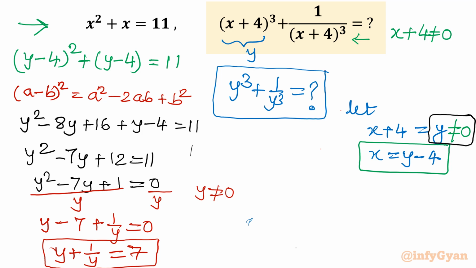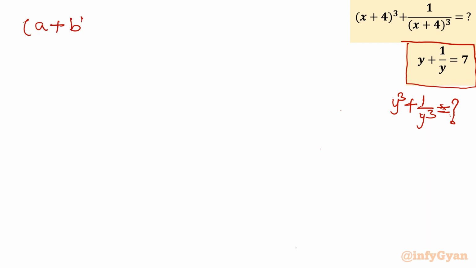Now we have to find out the y cube plus 1 over y cube value. We have to simplify this value. So let's solve it. This equation is known, and what we are looking for is y cube plus 1 over y cube. This value we have to find out. Let me begin with one algebraic identity, (a plus b) whole cube. We all know that is equal to a cube plus b cube plus 3ab in bracket a plus b.